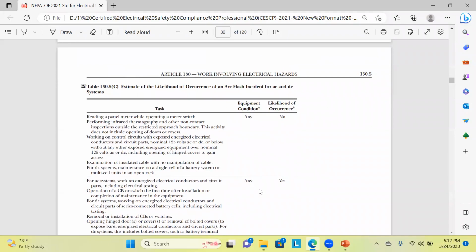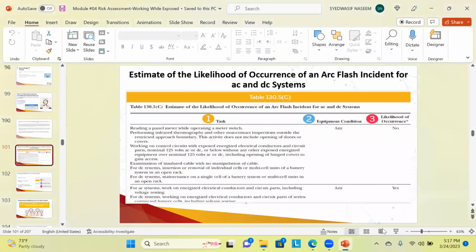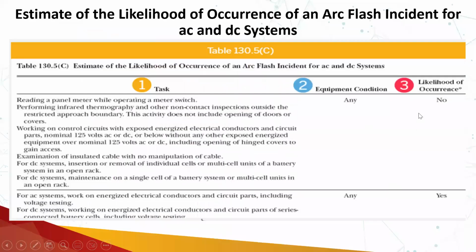(130.5C). So here is a list of the tasks which you might be performing within your organization. The second column talks about the condition of equipment, whether the equipment condition is normal, abnormal, or it could be any, and the likelihood of occurrence. Likelihood of occurrence means the likelihood of occurrence of an arc flash. So reading a panel meter while operating a meter switch, equipment condition is any, the likelihood of occurrence is no. We are just reading a panel meter.